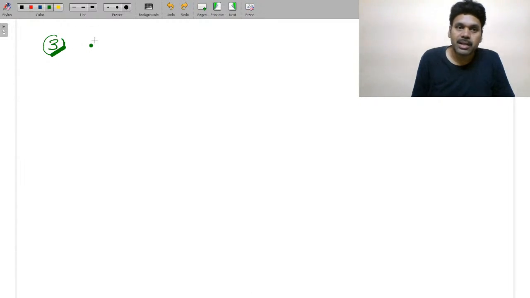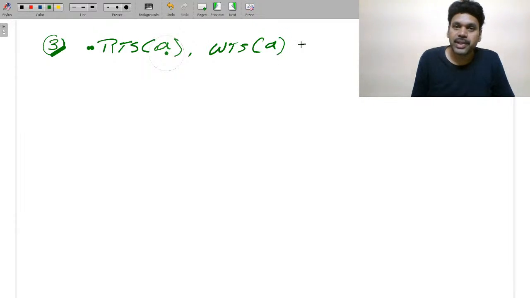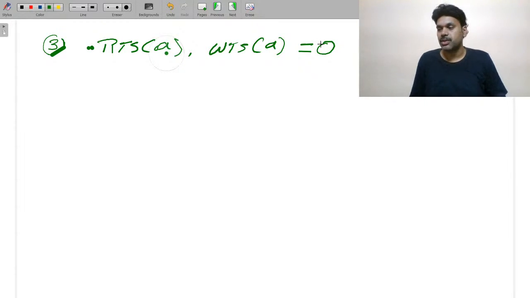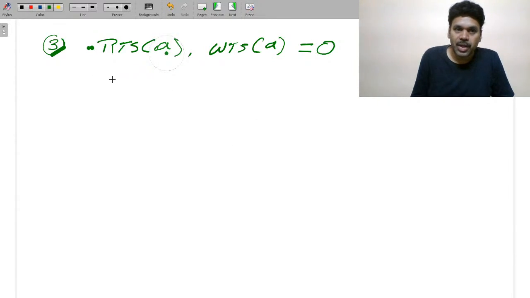So friends, what is that? Your RTS and WTS values are changed every time. So I say RTS of A and WTS of A always start with 0. This is the assumption. Initially the timestamp values are 0. Now for every successful read operation and write operation, the timestamp values will be updated.